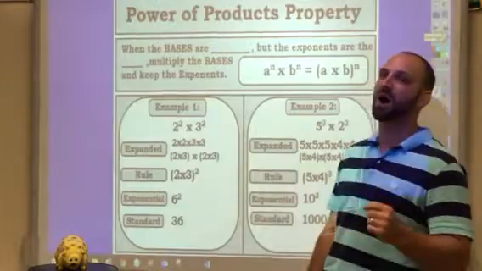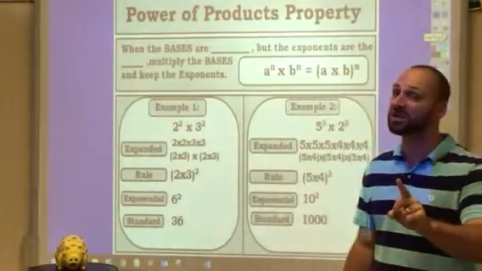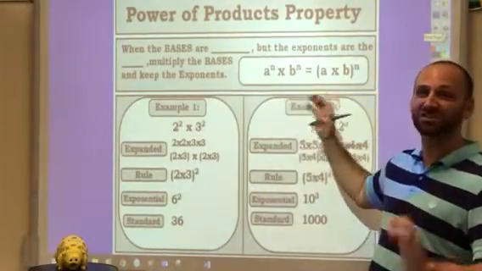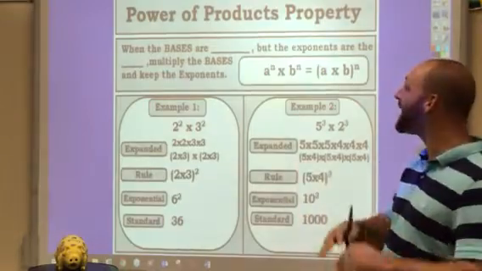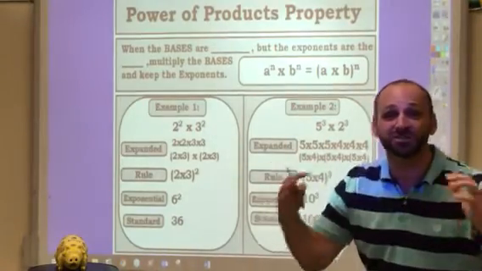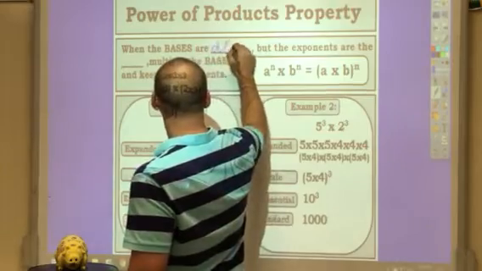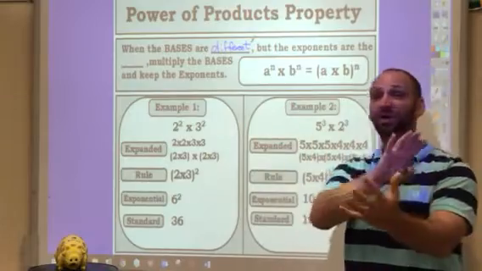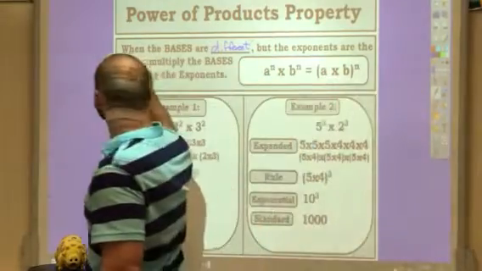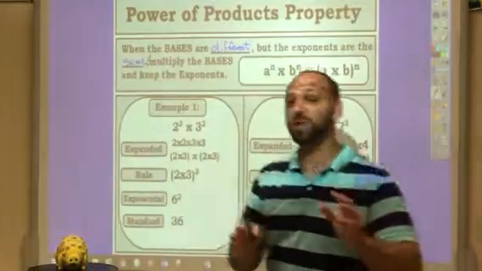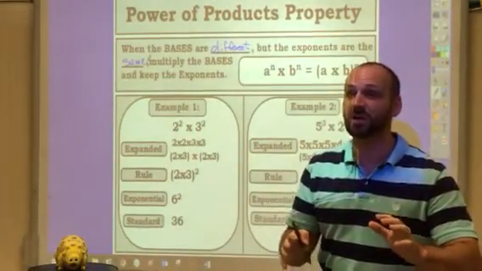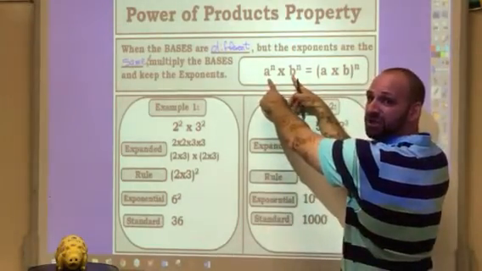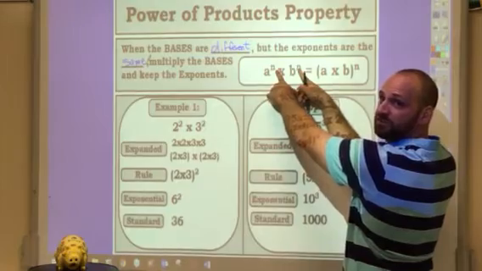Power of products property. This is a little different. Still all about that base, but pay close attention. When the bases are the same, wrong. When the bases are different this time, but the exponents are the same. So we've switched. We're going to multiply the bases and keep the exponent. Again, we got to pay close attention here. This time our bases are different, but our exponents are the same.